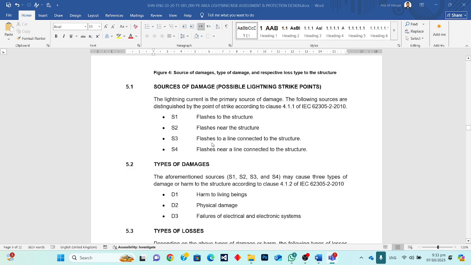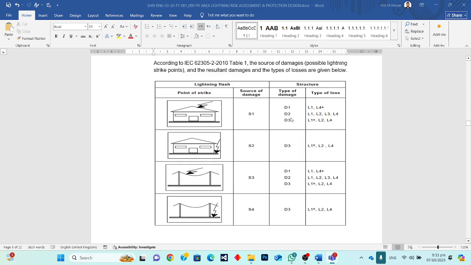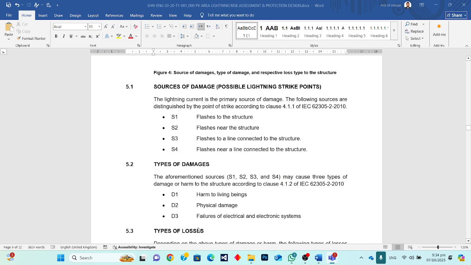Then we will move on to the damages. There are three types of damages we have seen in the above pictures: D1, D2, D3. D1 is basically harm to living beings, like humans working in that area, who will be affected by the lightning strikes. This is called D1 damage.